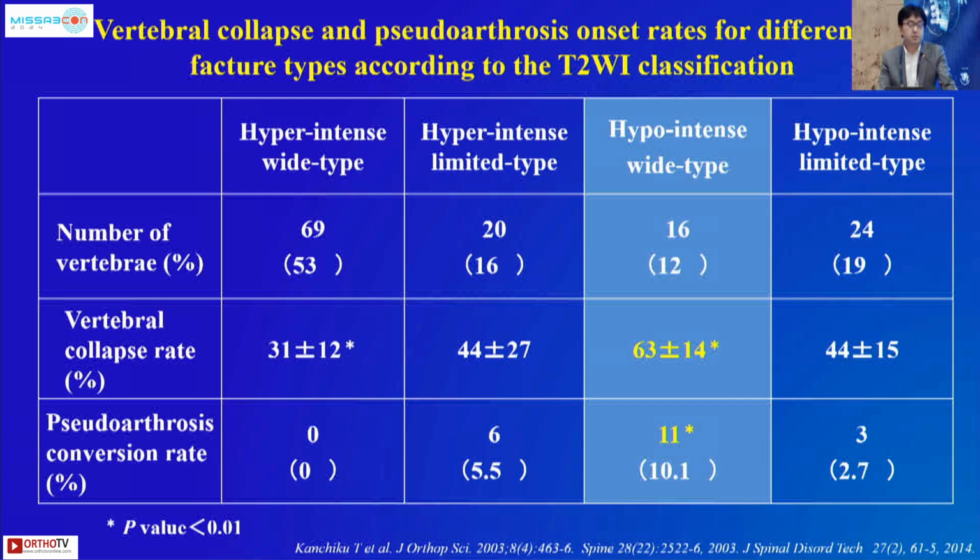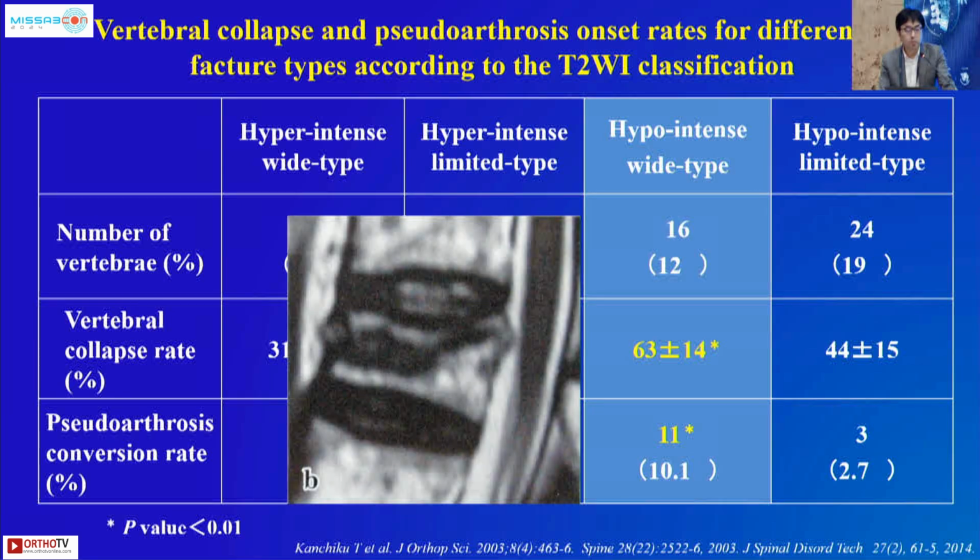Okay, next is the result of the T2 MRI classification. Vertebral collapse rate was significantly higher in the hypointense Y type. In addition, pseudoarthrosis was observed in all groups except the hypointense Y type. So it means the hypointense Y type in T2 has a high risk for vertebral collapse progression and pseudoarthrosis.